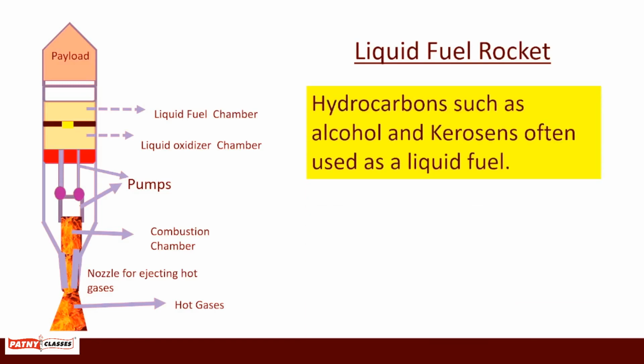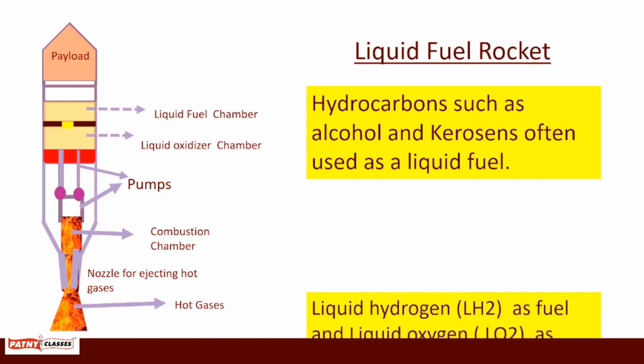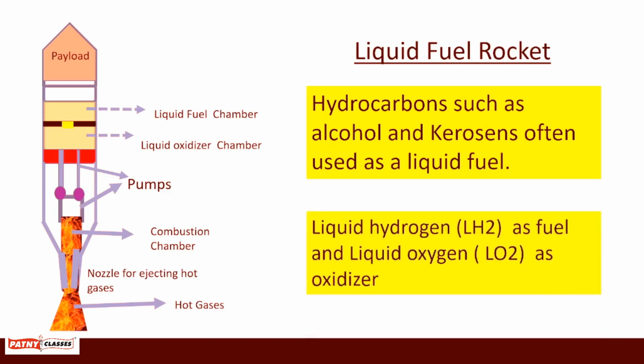In the case of a liquid fuel rocket, hydrocarbons such as alcohol and kerosene are often used as liquid fuel. Liquid hydrogen is used as a fuel and liquid oxygen is used as an oxidizer. Liquid hydrogen is called LH2 in short and liquid oxygen is called LO2 in short. Many other combinations are also possible, but nowadays mainly liquid hydrogen and liquid oxygen are used as liquid rocket fuel.